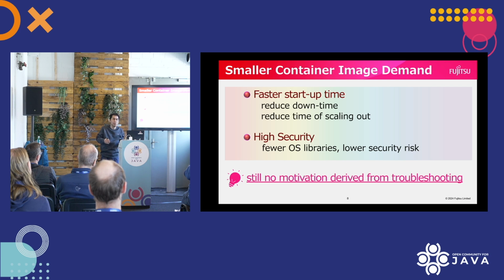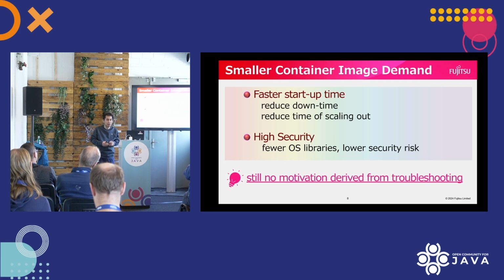And when using containers, there is another demand, that is using a smaller size image. There are two reasons for this. One is faster startup time. It reduces downtime and reduces the scaling out time. And the other reason is high security. Generally, fewer OS libraries make for lower security risk. So here, the security motivation comes up. But still, there is no motivation for troubleshooting when using containers.